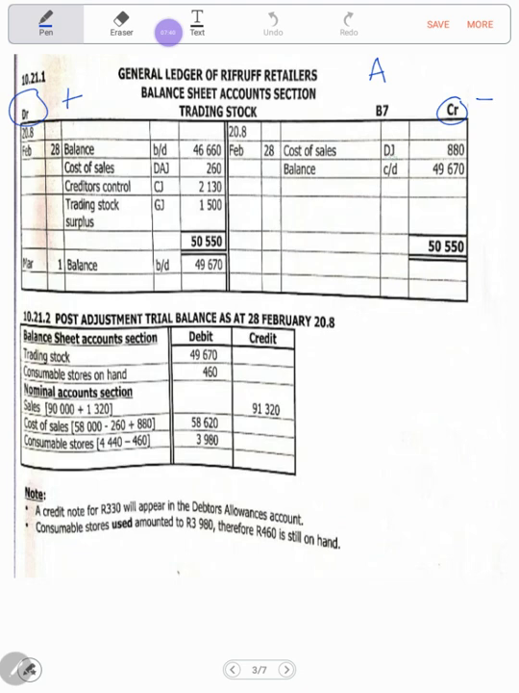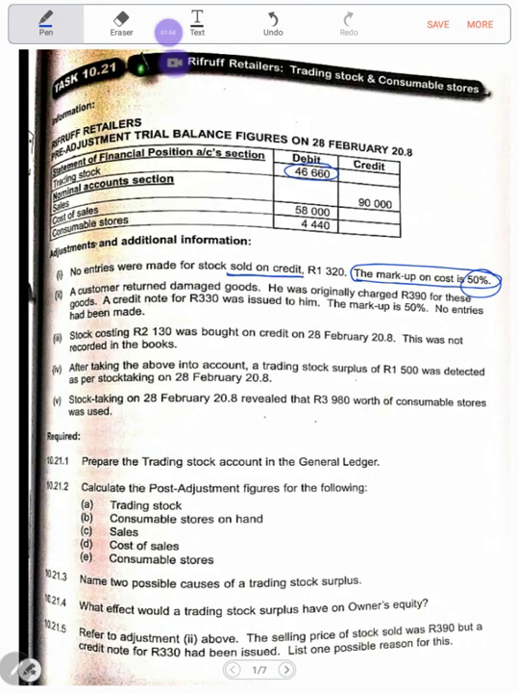Which journal would it have been taken from? Your DJ, because we sold goods on credit. And can you see that it was worth 880 Rand? Moving along to our next transaction.